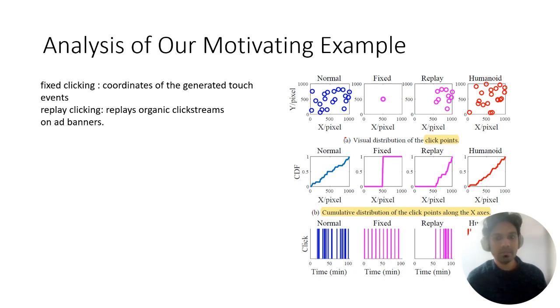This is more noticeable when you use the click time generation. I don't think you can see the graph, but for the normal and the humanoid, the time frames are extremely similar, but the replay and fixed can be easily detected. So this is the result of the motivating example.